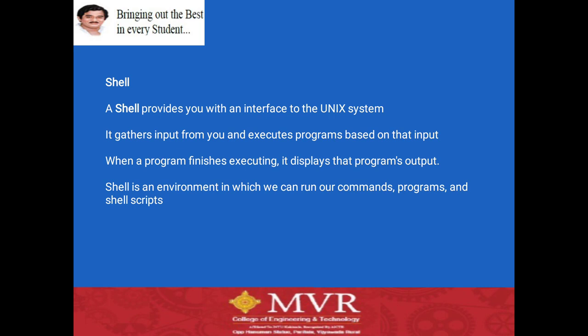So whatever inputs you give, the shell will receive the input, process it, and execute accordingly. If there are any arguments you have given, depending upon the arguments and whatever command you have given, it will produce the output. That is, it gathers input from you and executes programs based on the input. Then when a program finishes executing, it displays that program's output. So whatever you have given, that output will be displayed on the screen.